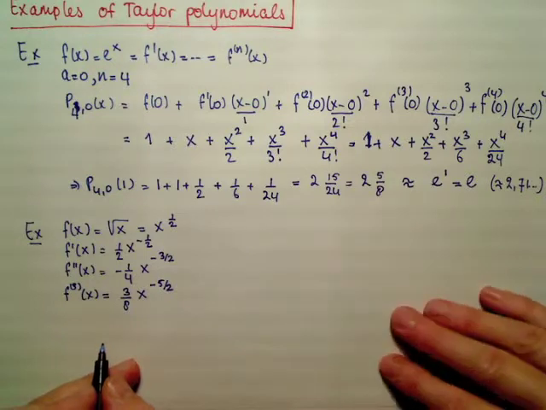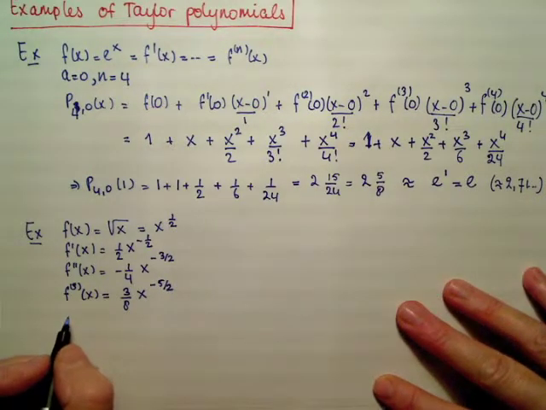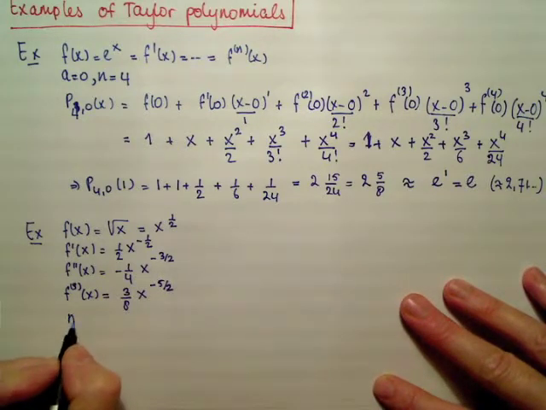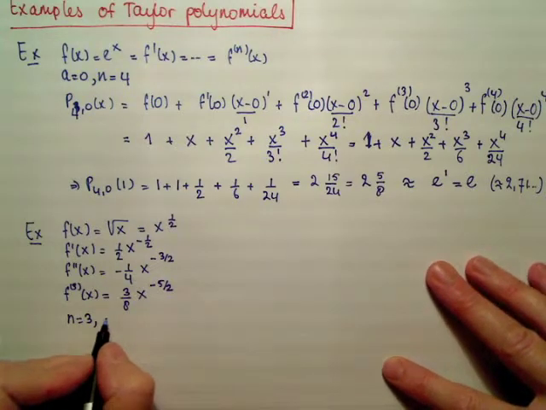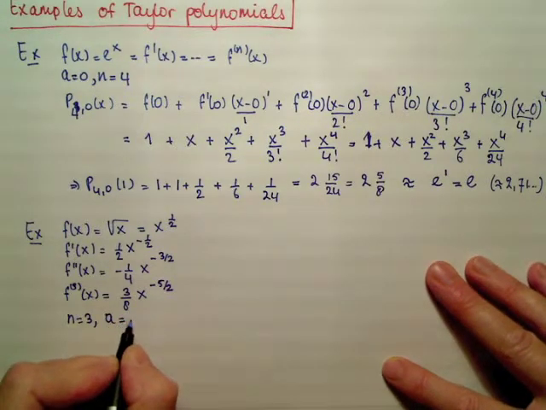So we now look at the third order Taylor polynomial. So we take n equals 3, and let us now look at the base point a equals 4.